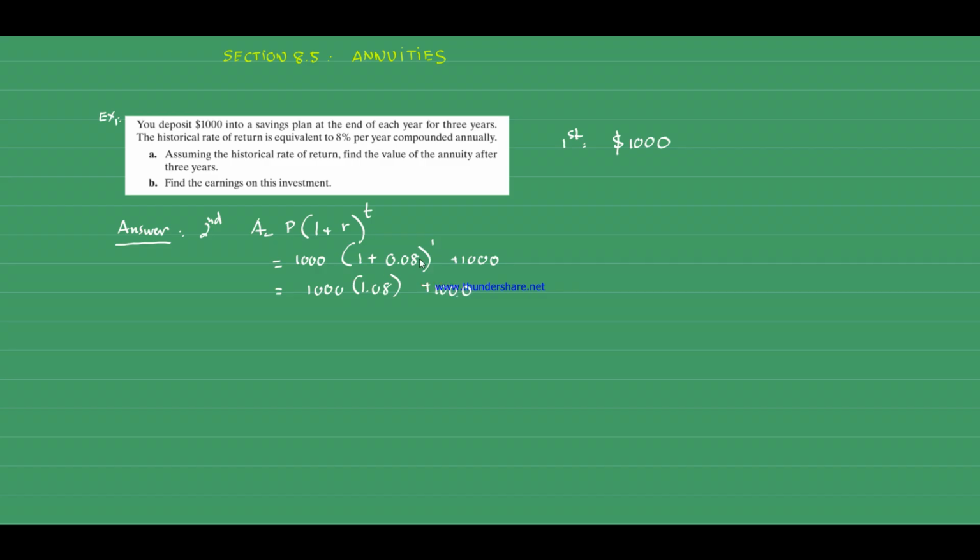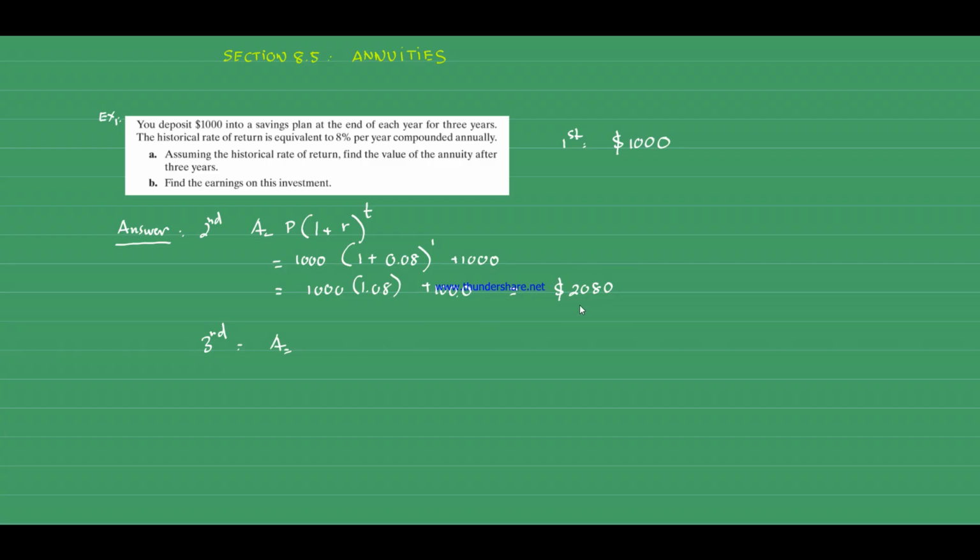Now we're going to put it into the calculator and see what it gives us. We have 1,000 times 1.08, and of course you have to add 1,000 also. So after the second year, you're going to have $2,080. Now how about the third year? Because it asks you to find the value after 3 years. So for the third year, of course, we're going to do the same thing, using this new amount.